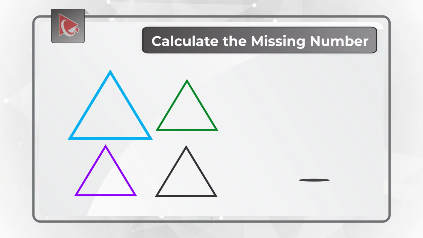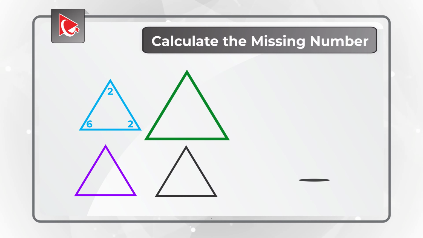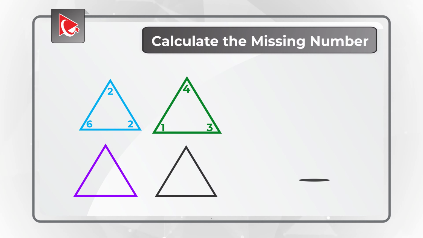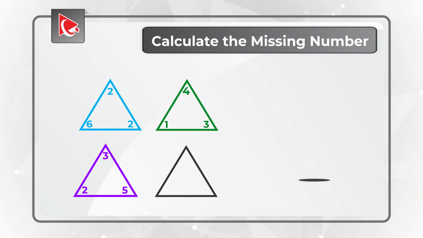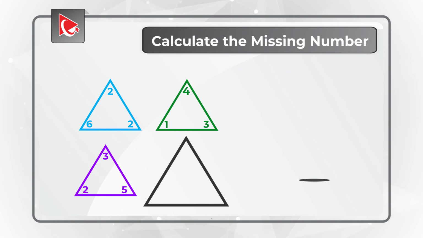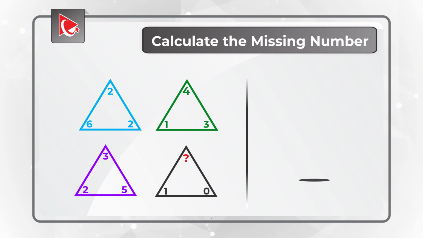The first, bottom left corner blue triangle has numbers in the corners 2, 2, and 6. The green triangle next to it in the upper right corner has numbers 4, 3, and 1. The purple triangle in the bottom left corner has numbers 3, 5, and 2. And then the last triangle, the black triangle, has numbers 0, 1, and then in the upper corner there's a missing number which you need to calculate based on the 4 different choices.